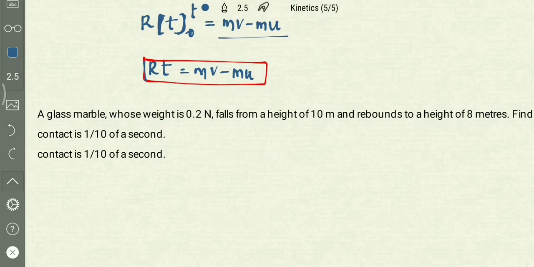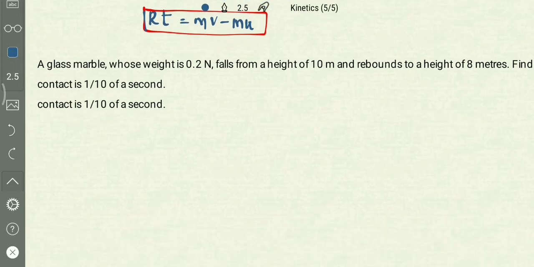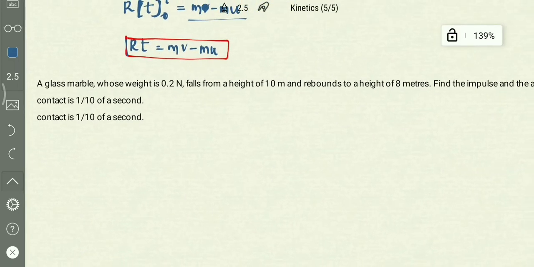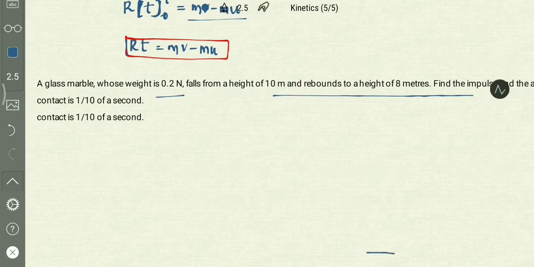How to solve these problems? Here a question is given. A glass marble whose weight is 0.2 newtons falls from a height of 10 meters and rebounds to a height of 8 meters.